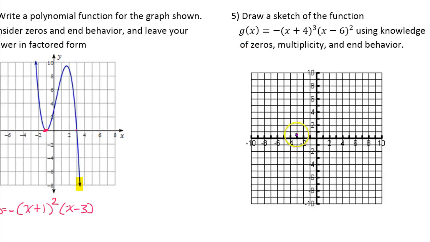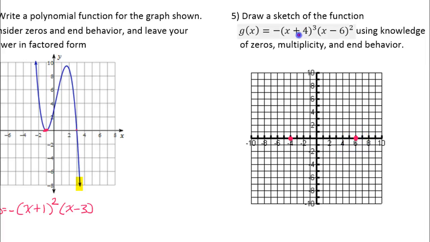For number 5, we are going to use the same information, but we're going to go in the opposite direction. We're going to go from a factored form equation to a graph. So first of all, if I have a factor of x plus 4, I know I'm going to have a 0 here at -4. And if I have a factor of x minus 6, I know I'm going to have a 0 at positive 6, an x-intercept at positive 6.